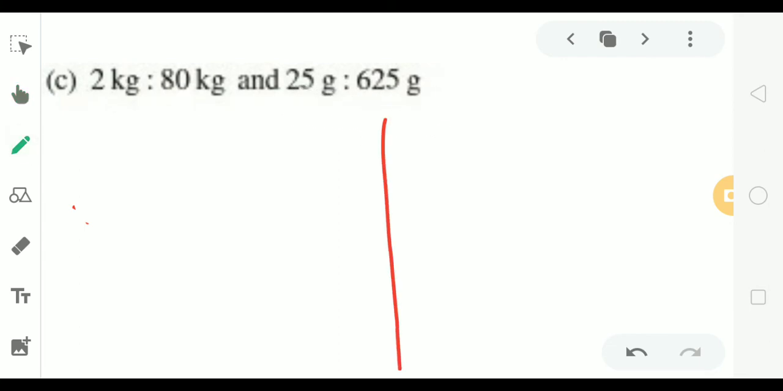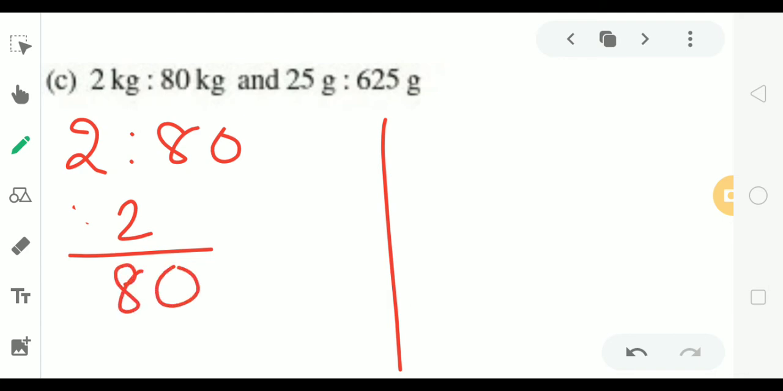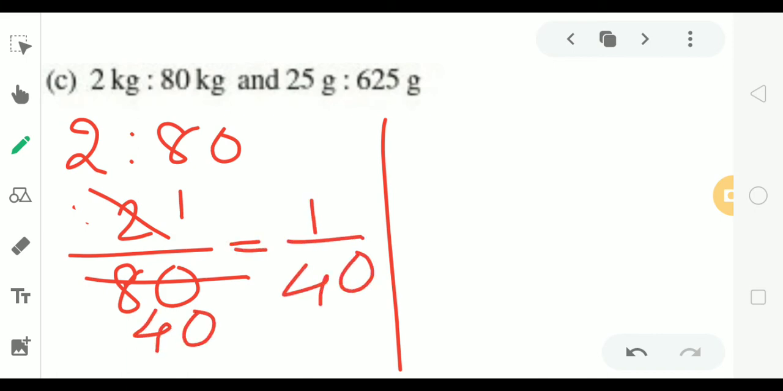Then the next one, 2 kg is to 80 kg and 25 gram is to 625 gram. Now let us check this. The first ratio is 2 kg is to 80 kg. That is 2 is to 80. We write this as 2 over 80. In the 2 table, 2 is one time, 80 is 40 times. So we get this as 1 over 40, the same as 1 is to 40.